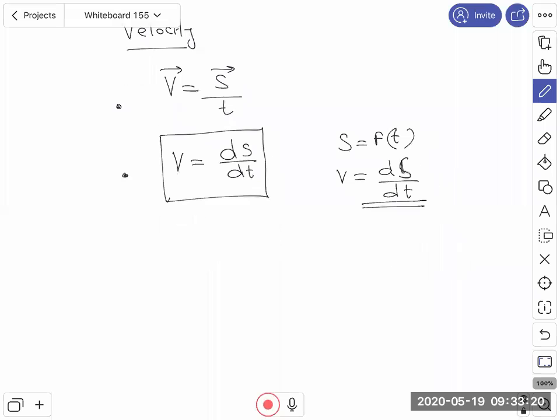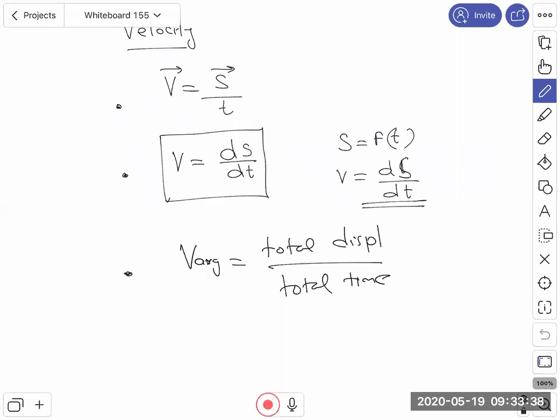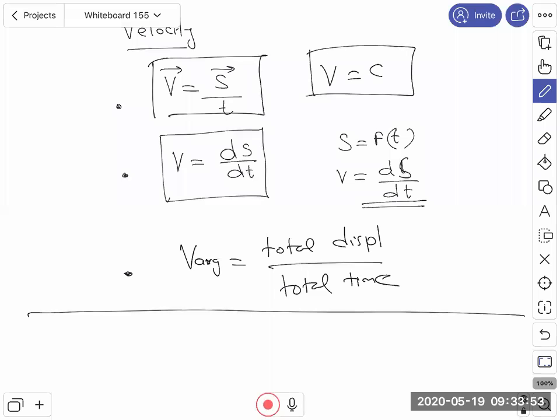Then we discussed that there is another way to find the velocity: we find the average value. We write average velocity as equal to total displacement divided by total time. That will give the average value. So when velocity is not constant, we can find either the instantaneous value or the average value. If velocity is constant, then only can we write velocity equals displacement divided by time. Now I'll discuss how to find the value of average velocity in different situations.